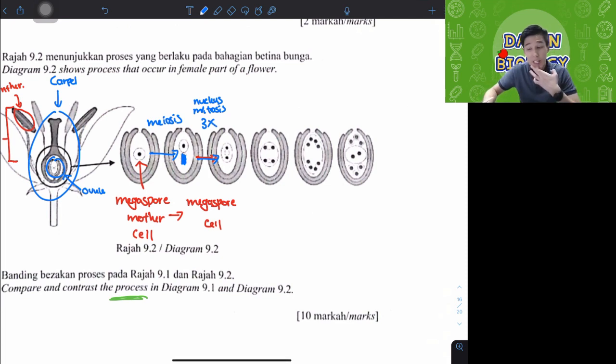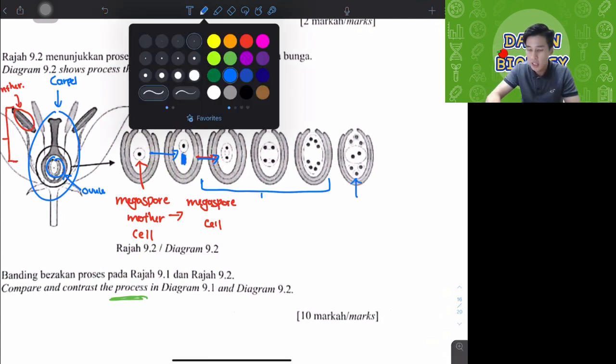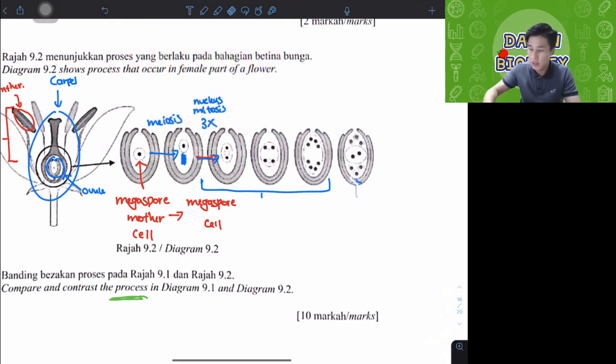Understand now? So therefore, when you undergo mitosis 3 times, you're going to have 8 nuclei. Okay? So you can see this is the mitosis process, 3 times mitosis here. Once it has undergone mitosis, you have 8 nuclei, right? This whole thing here is called the embryo sac. So these 8 nuclei also have names.